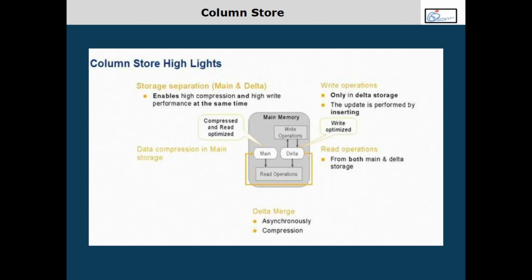The user inserts a record, and the data gets into the delta table. At a later point of time, whenever the system is free, you can perform something called delta merge. When the delta merge is executed, it takes data from the delta store and writes it back to main. That is called delta merge.